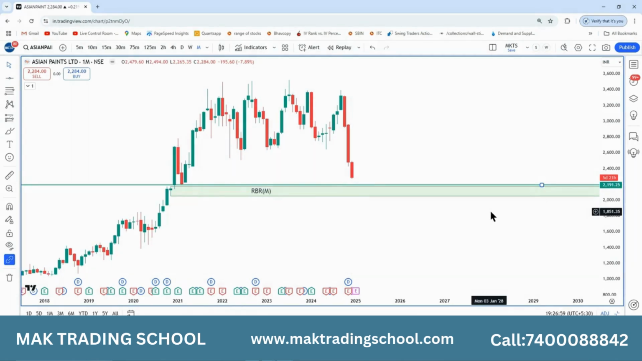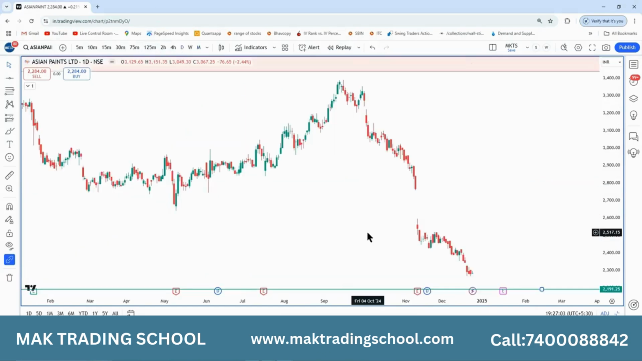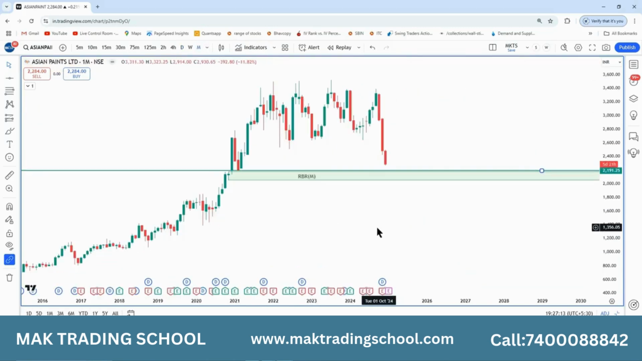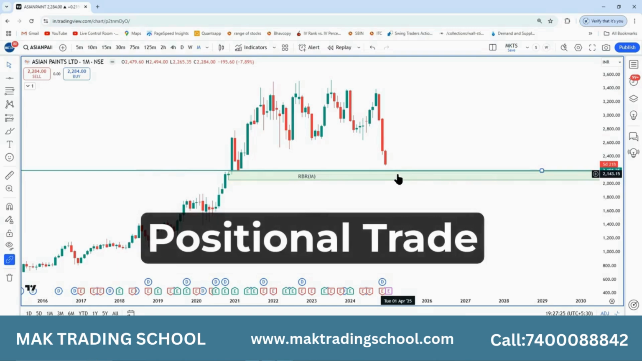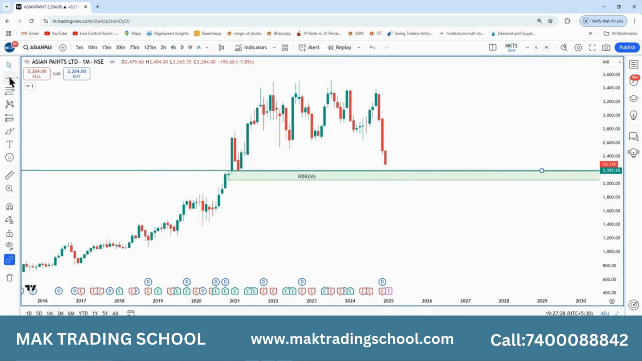So what I'm expecting is this daily downtrend is likely to change when it hits this monthly demand zone. So as a trader, how can I take advantage of this opportunity? So what I will do is I'll wait for the stock to come to the monthly demand zone, and on the daily time frame I'll look for some bullish reversal formation. So once I spot those reversal formations, it will be a good opportunity to plan a positional trade in Asian Paints.